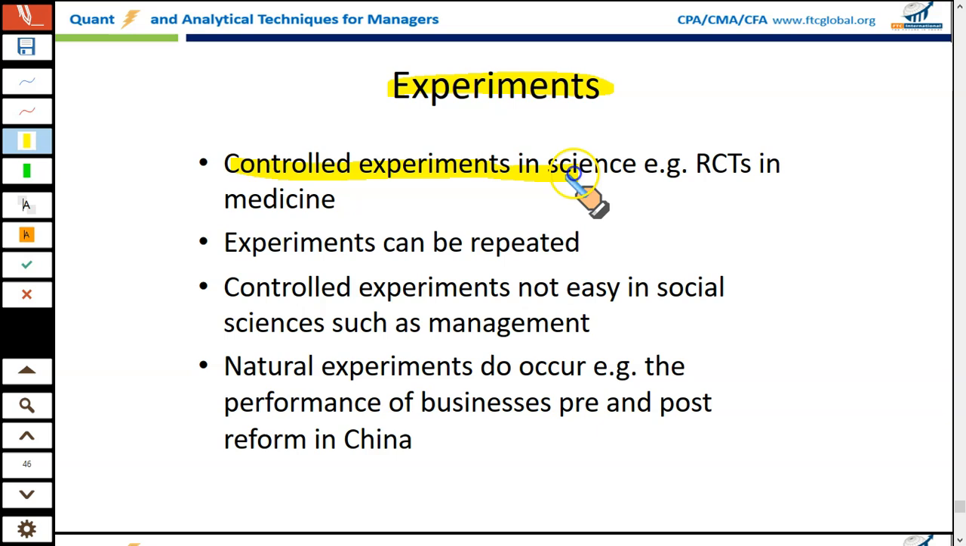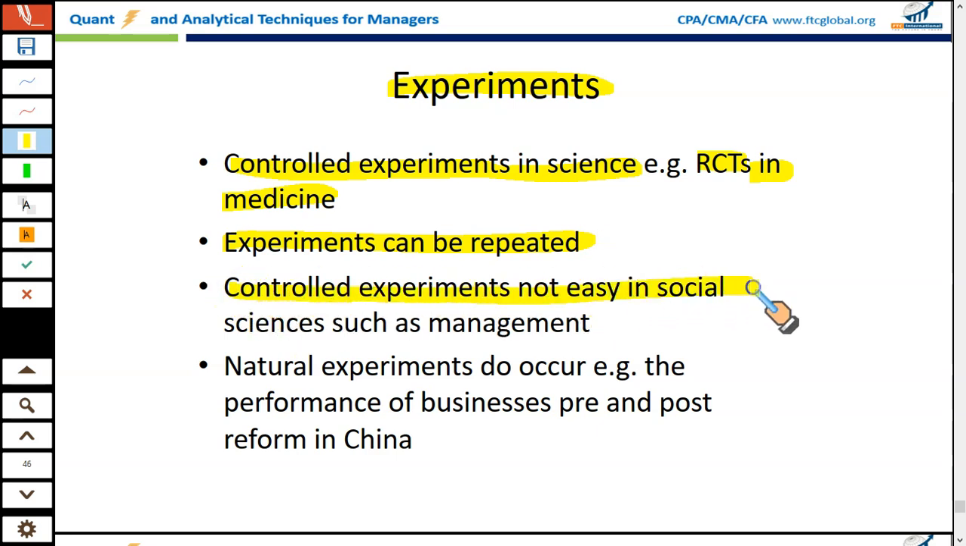Controlled experiments in science. RCT basically stands for randomized controlled trials, and this is very much prevalent in the pharmaceutical industry. So controlled experiments like RCT, randomized controlled trials, are used in medicine. Participants are randomly assigned to different groups to test the effect of the specific medicine, the effect of a treatment. Experiments can be repeated. Yes, experiments are designed so that other scientists can repeat them to see if they get the same results, confirming the findings. Hence, we may then get that medicine approved from the Drug Regulation Authority.